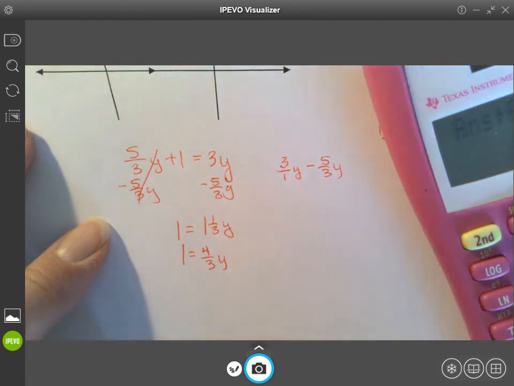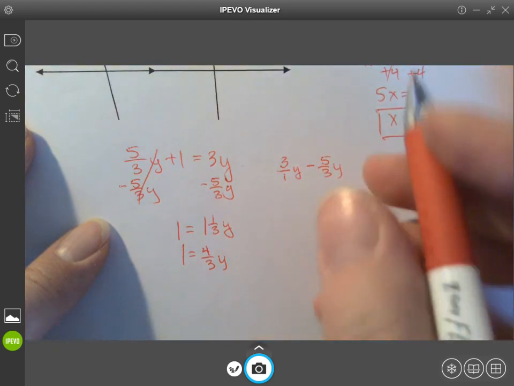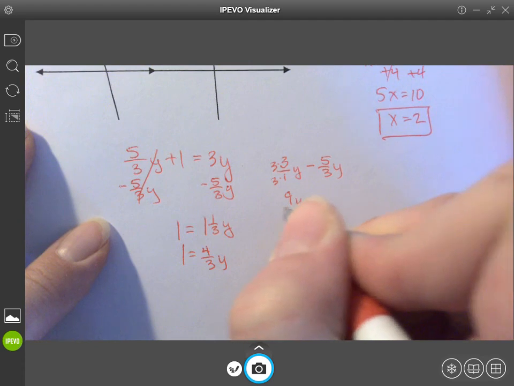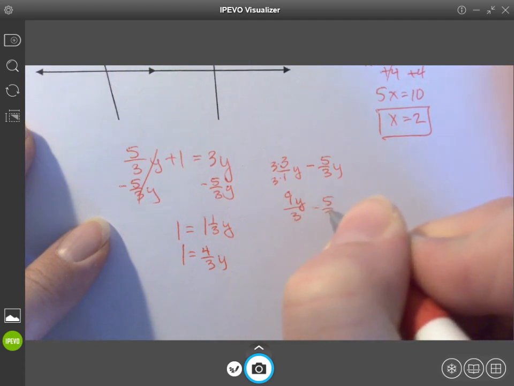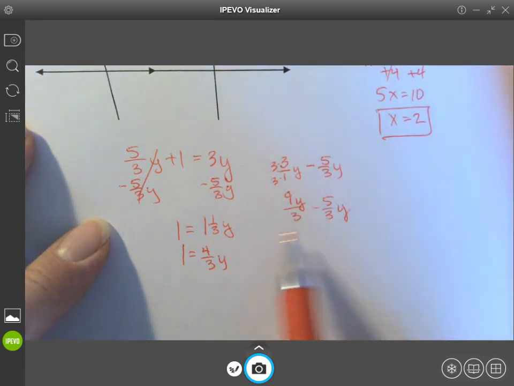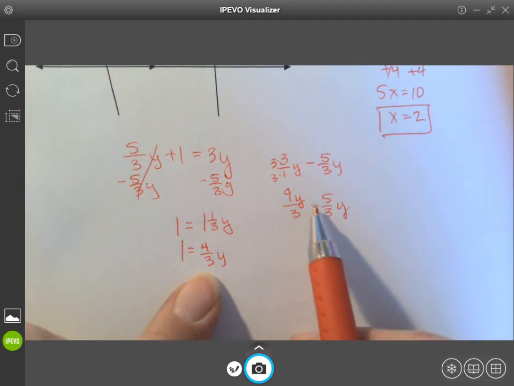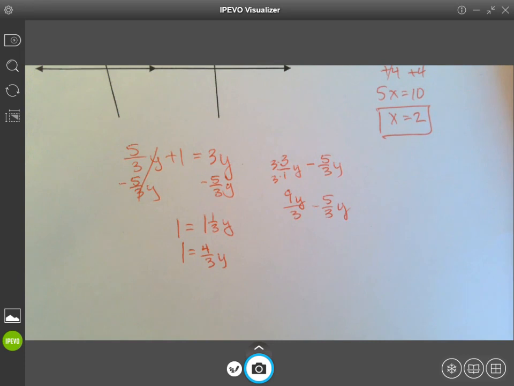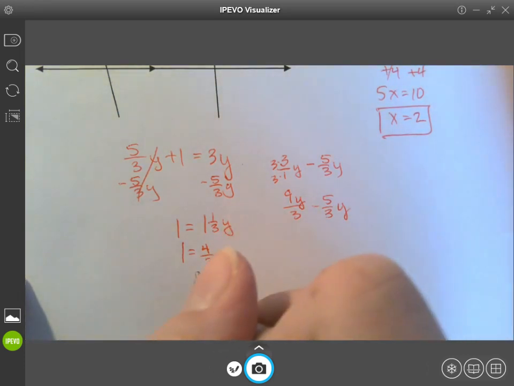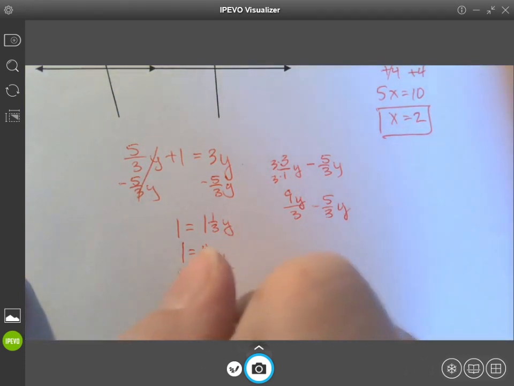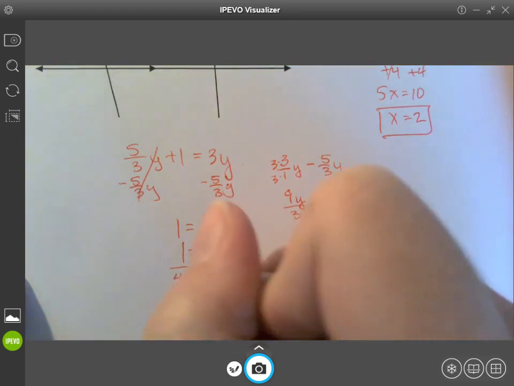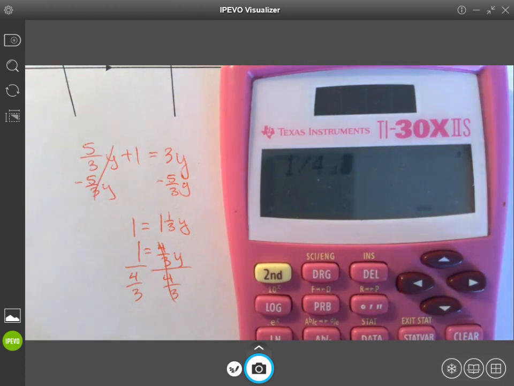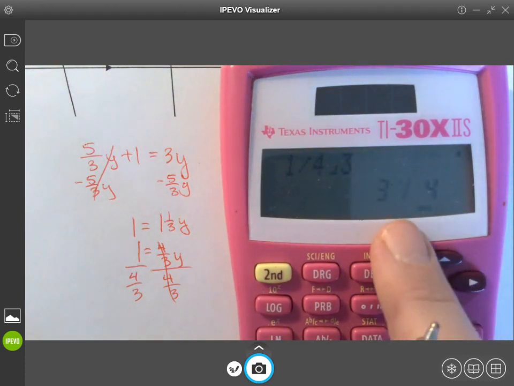Now, we're not done solving for y, but I want to remind you, if I'm subtracting by hand, I need to get a common denominator. So that'd be 9y over 3 minus 5 over 3. Keep the common denominator, and then 9 minus 5 is 4/3, attach the y. Now I'm not done yet. It's 4/3 times y. And typically we get rid of multiplication with division. So I have a calculator. I can throw that in the calculator. 1 divided by 4/3, and I get 3/4.